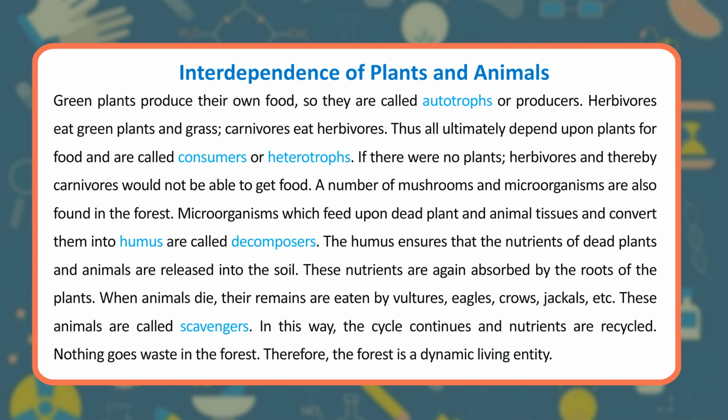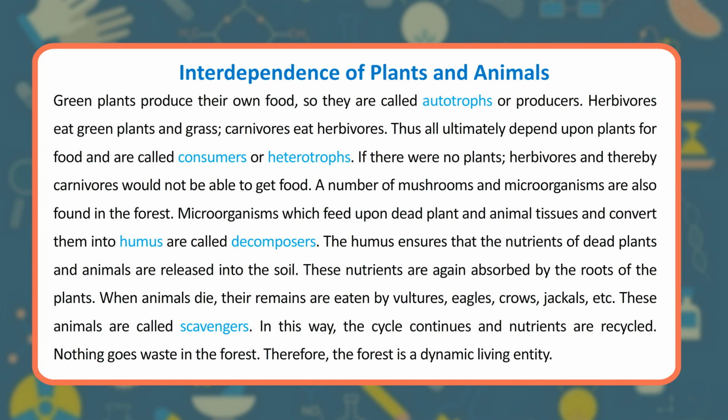Green plants produce their own food, so they are called autotrophs or producers. Herbivores eat green plants and grass. Carnivores eat herbivores. Thus all ultimately depend upon plants for food and are called consumers or heterotrophs. If there were no plants, herbivores and thereby carnivores would not be able to get food.